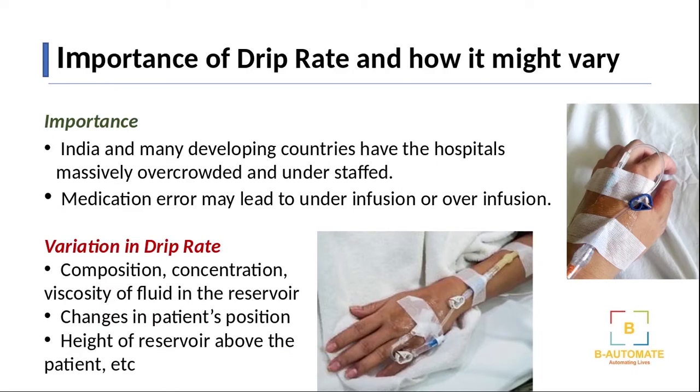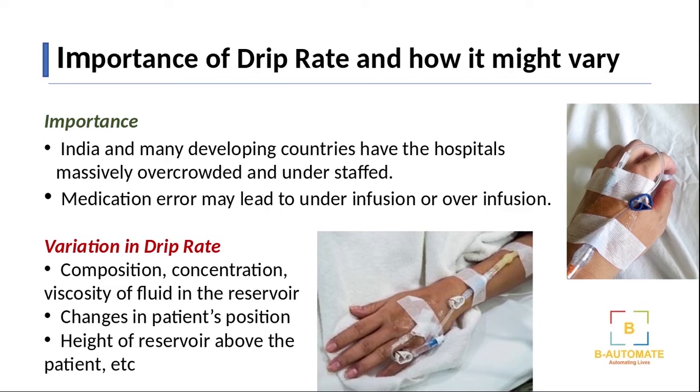In IV therapy, drip rate plays a very crucial role. Medication error may lead to underinfusion or overinfusion. India and many other developing countries have hospitals massively overcrowded and understaffed. Uniform size of bags adds to the problem. 1 liter and 500 ml is most common in the developing world, but these packs are too large for infants and children who need only a part of that fluid.